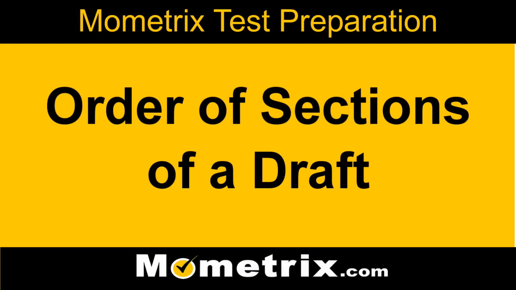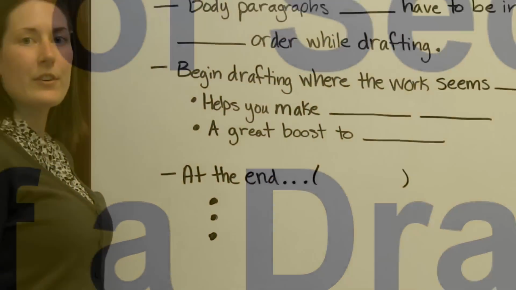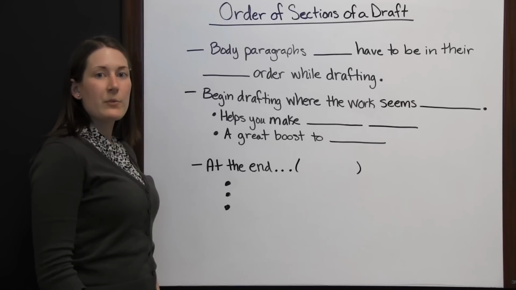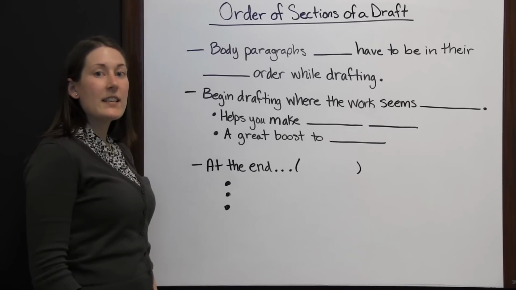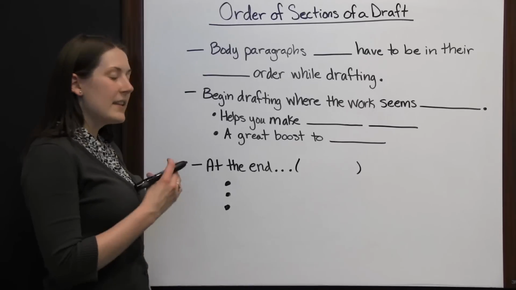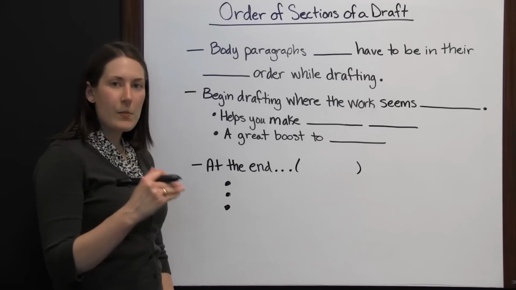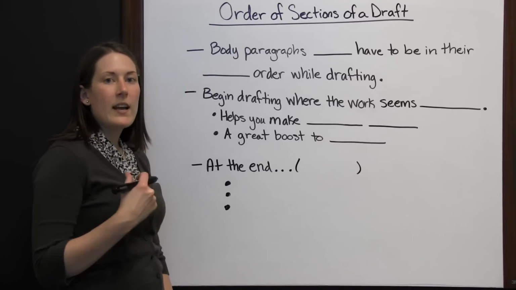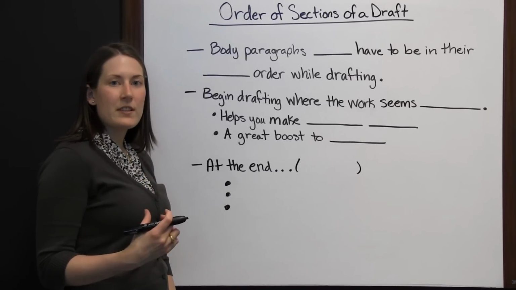Order of sections of a draft. When you're writing, you may think everything needs to be perfectly organized whenever you first start. That the thesis needs to be at the beginning, all the body paragraphs need to be in order, and you need to have a conclusion at the end.